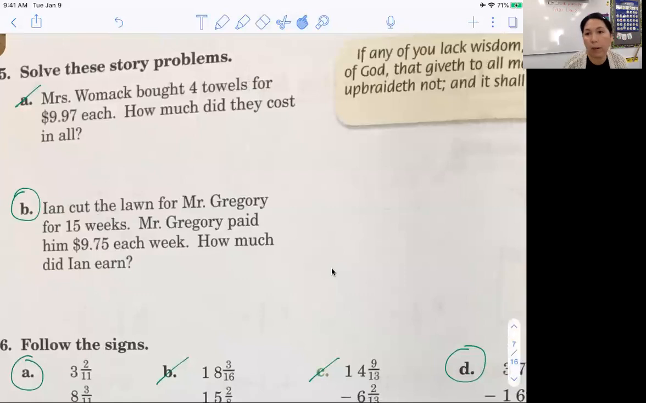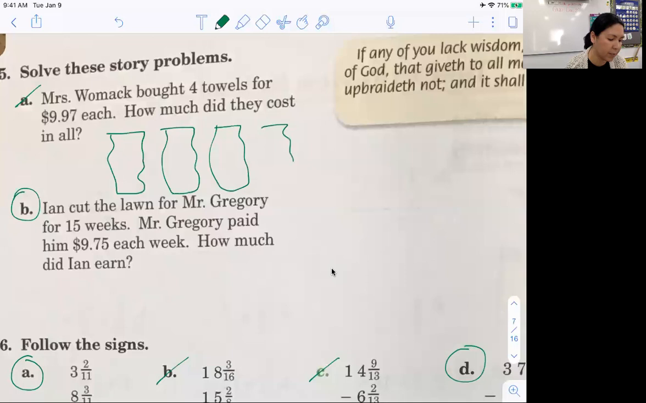Well, guys, remember, if you like drawing pictures, that's a really great way to do it. How many towels did she buy? So I'll draw my towels. 1 towel, 2 towels, 3 towels. I don't know if these look like towels. 4 towels, right? She bought 4 towels. How much was each towel? $9.97 each.